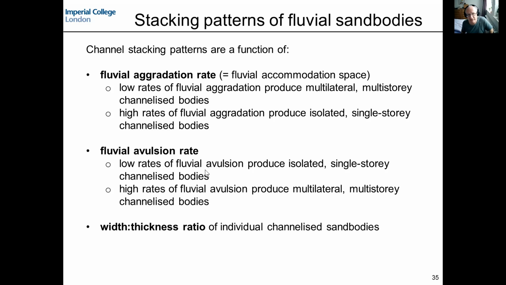We've already discussed that, in general, low rates of channel switching, or low mobility of channels, might be meandering or anastomosing channels, for example. High rates of channel migration, again, are maybe more typical of braided rivers. The width to thickness ratio of individual sand bodies is also important, and we've also related that to different types of river channels as well.